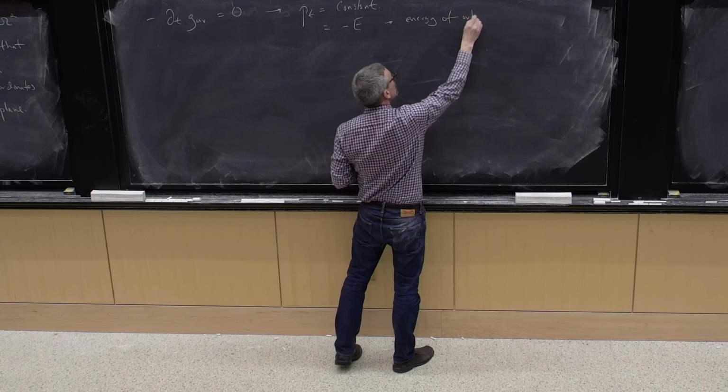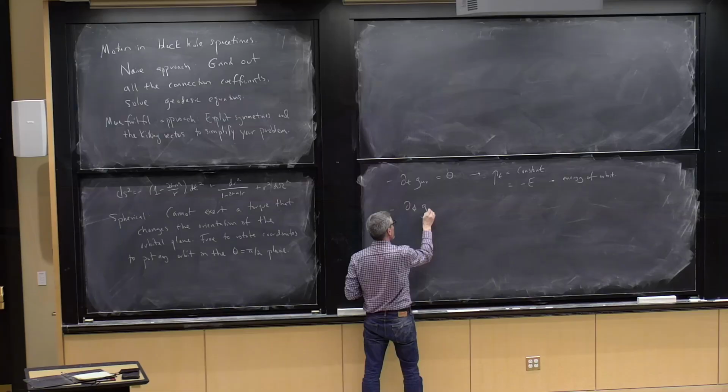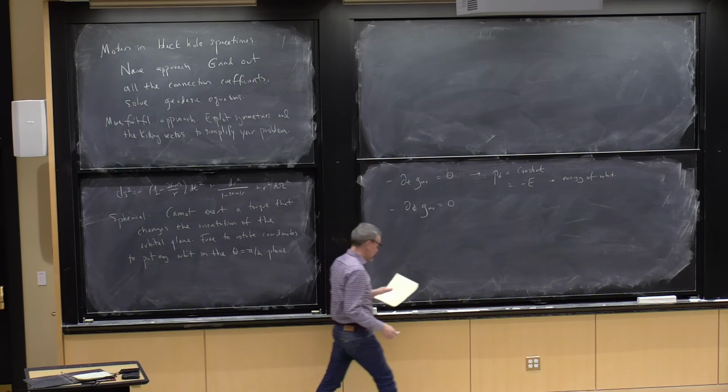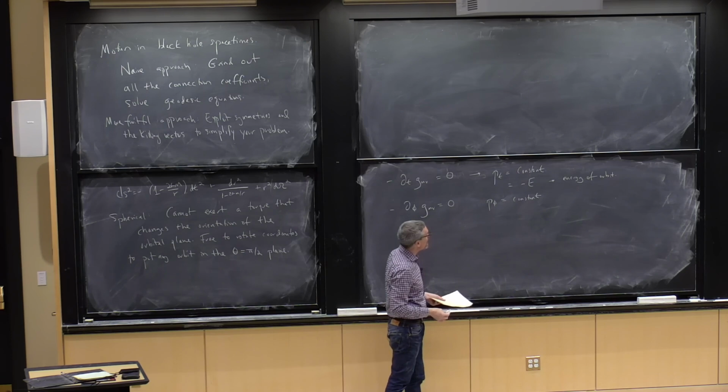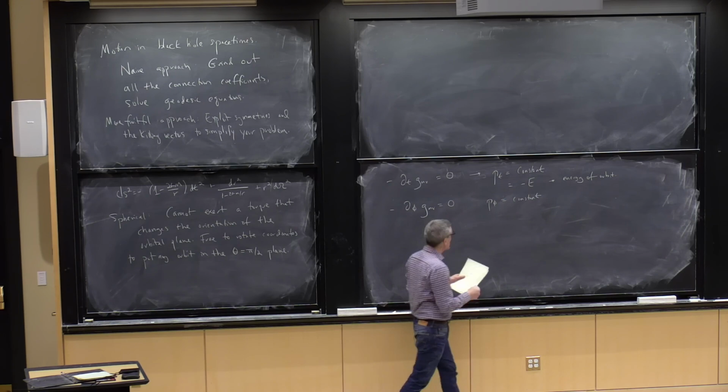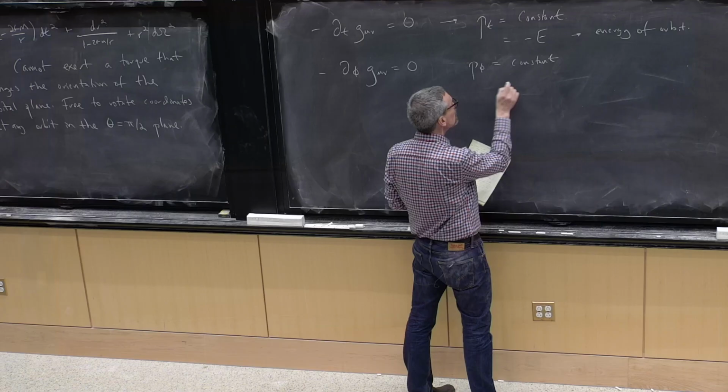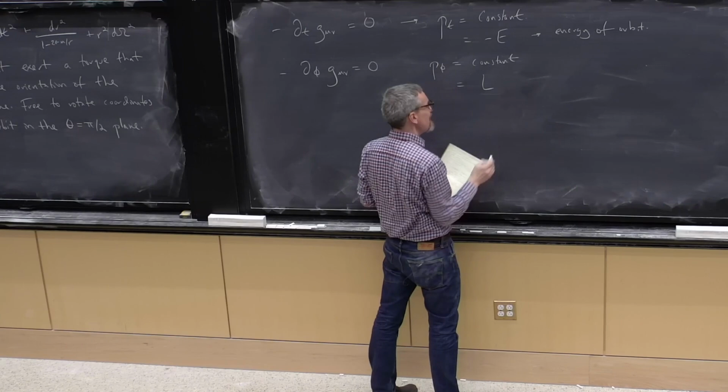The space-time is also independent of the angle phi. And so P sub phi is a constant. This means that the space-time has an axial killing vector, something associated with motions around a symmetry axis. So I'm going to call this L. Well, actually, I will tend to call it L sub z.